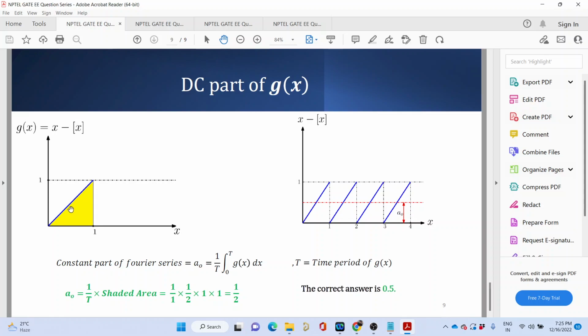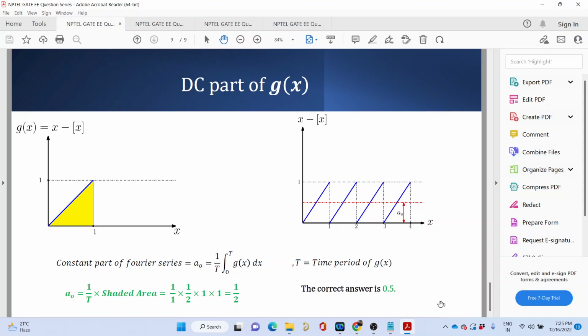So if you find the area of this shaded region, that is 1 by T into the shaded area, you have to do it. So 1 by T into the shaded area would give you the DC part of the signal. So what is the shaded area? The triangle is half, the base is unity, and the height is also unity. So half into 1 into 1, and the time period is also unity, that is 1. So A0 is half. So the correct answer is 0.5.